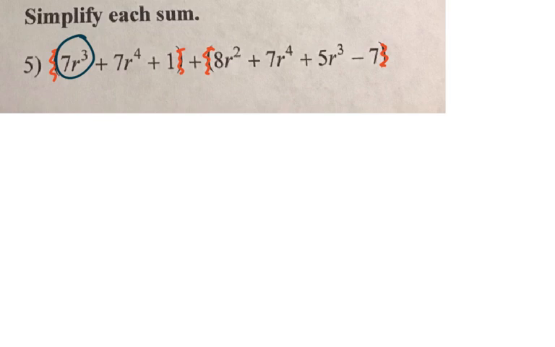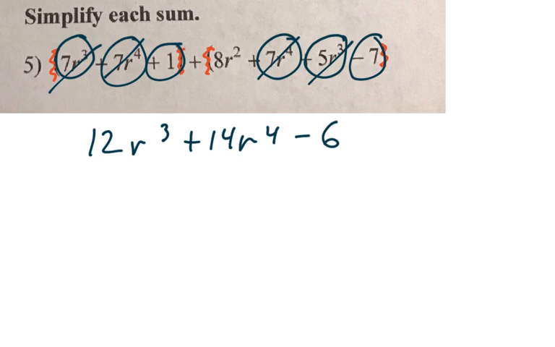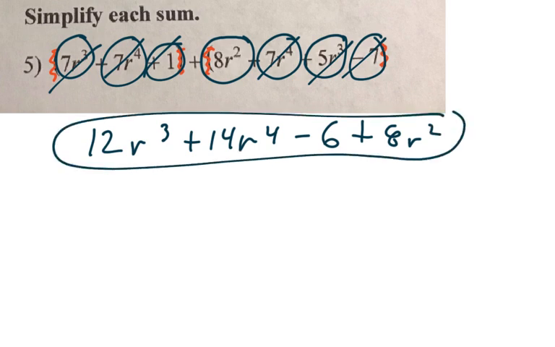I have a 7r^3 here, 5r^3 there, 7 and 5 is 12r^3. The r^3s are done. I have an r^4 here, r^4 here. 7 and 7 is 14r^4. The r^4s are done. I have a regular 1 here, minus 7. 1 minus 7 is minus 6. The numbers are done. And again, if you circle and match like I do, you'll never miss any extra terms. Just saying. So the 8r squared, I throw there at the end.